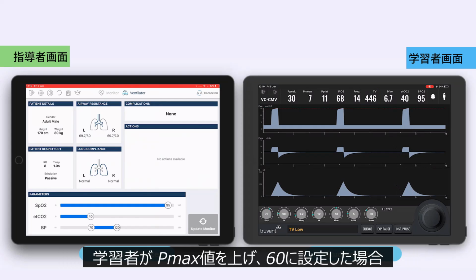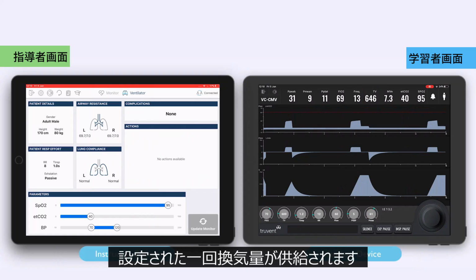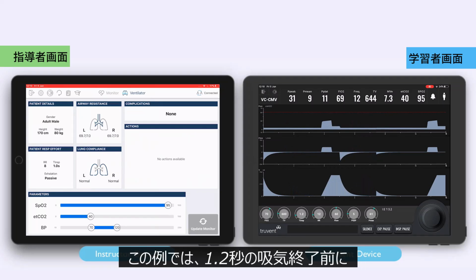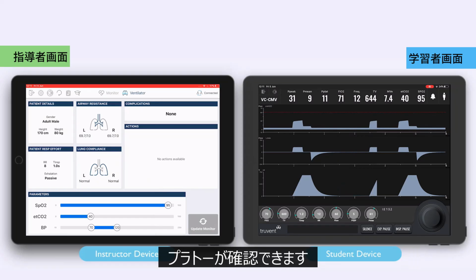If the student chooses to increase the P max value, we'll confirm at 60, then the peak pressure is allowed to exceed the previous setting of 30, and this allows the full breath that the student had previously selected to be delivered. In this example, we can see that the plateau pressure is revealed because the 600 milliliter tidal volume has been delivered with a current flow rate of 60 before the end of the inspiratory time of 1.2 seconds.